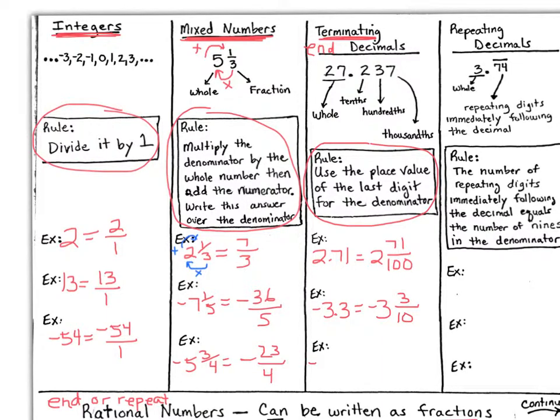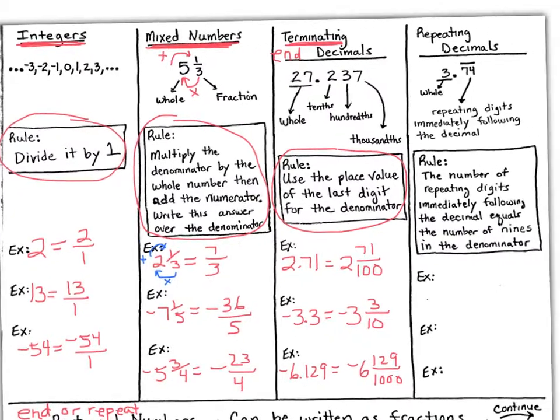Alright, last example for this column, negative 6.129. Alright, so keep the negative 6. Then the 129 is going to be a fraction. So 129. And then you count tenths, hundredths, thousandths. So it goes to the thousandths place.